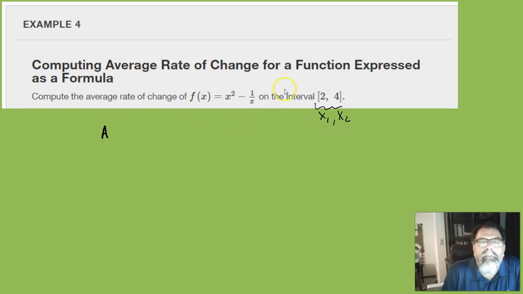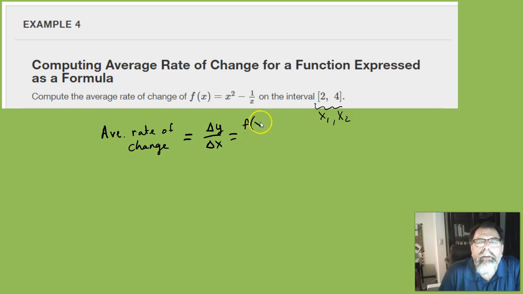So we don't have the graph that we can look at, but what we do have is the formula to figure out the y value given an x value. So our average rate of change is going to be equal to the change of y over change of x. The change of y, the output values, we're going to do f of x sub 2 minus f of x sub 1, over x sub 2 minus x sub 1.